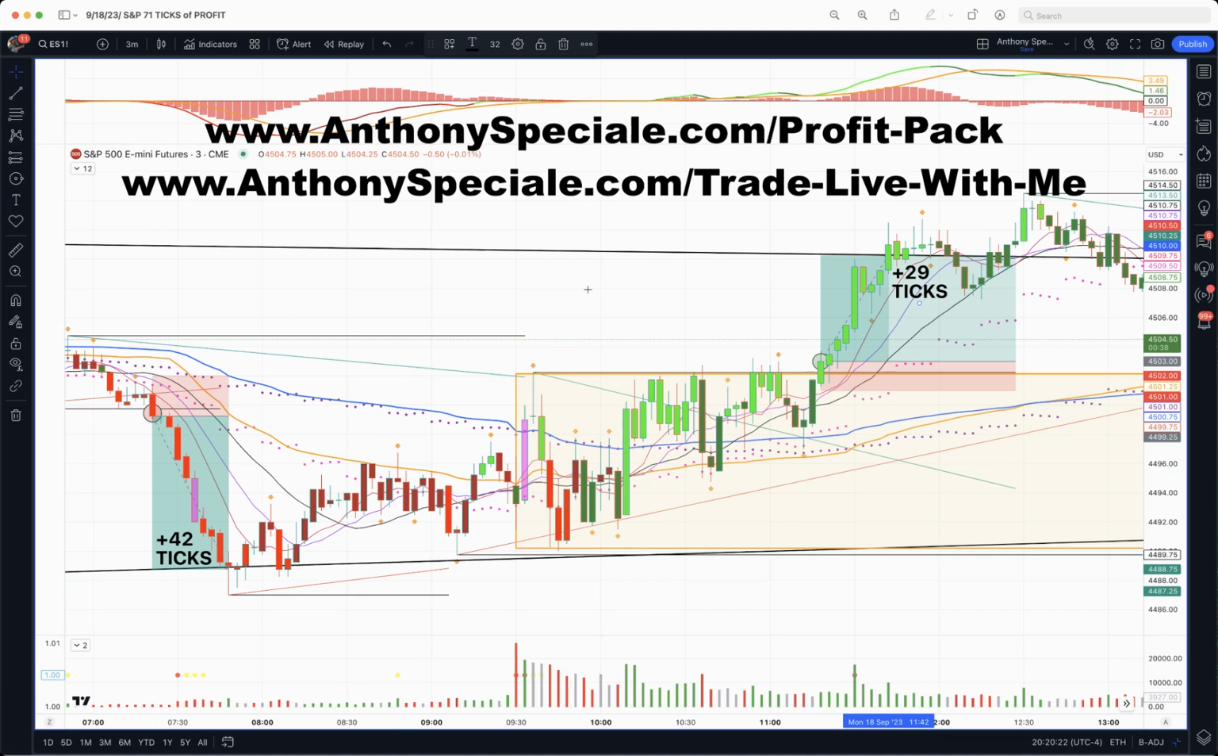But the question then becomes, yes, we can scale out on a risk-reward basis, but what if we really wanted to know where to take the bulk of our profit, right? Well, that's going to kind of come into play when we start looking at traditional technicals. What are traditional technicals? Support and resistance channel structures, which are hand-drawn.